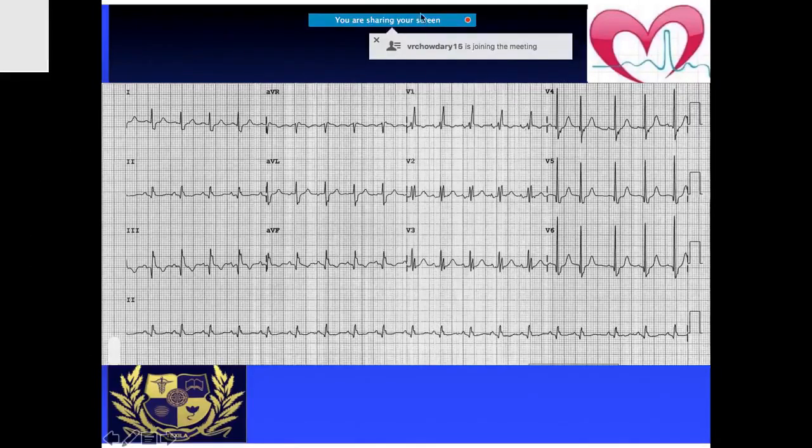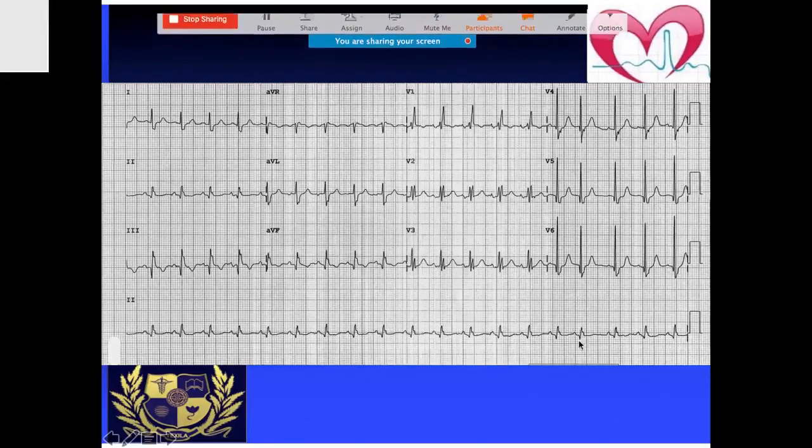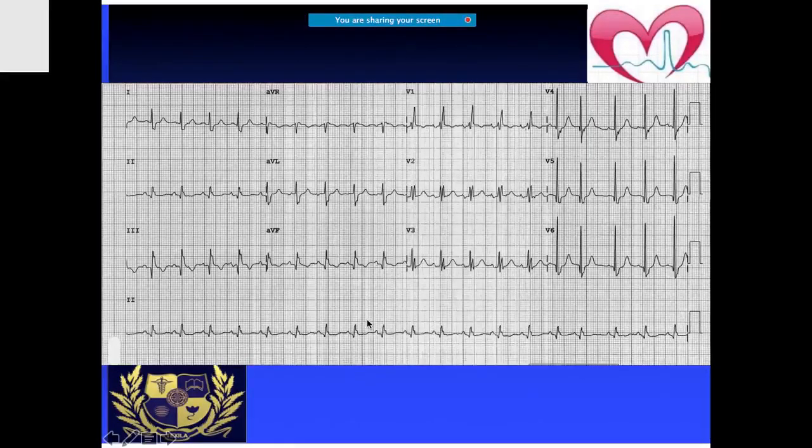No one is trying to guess what is happening over here? What type of... So what is happening is, of course, there is some tachycardia, right? Okay, but it seems a little bit like a right bundle branch block pattern.